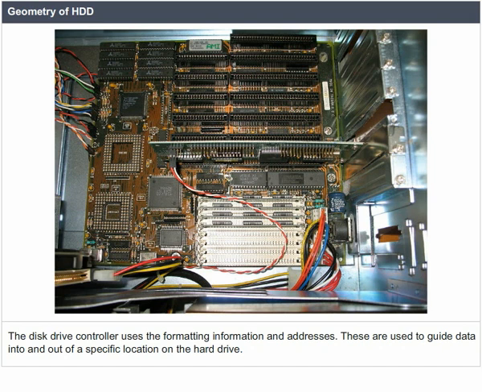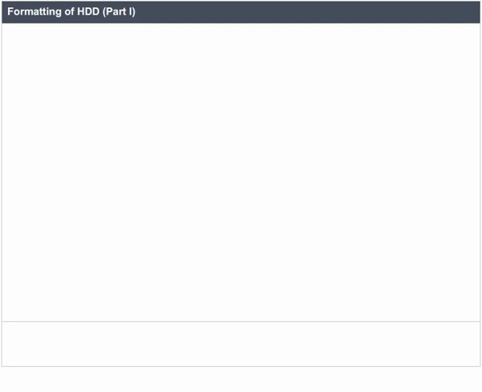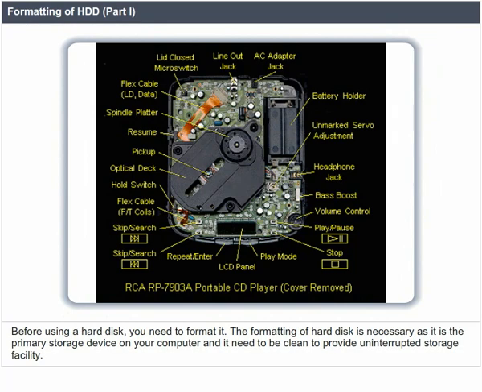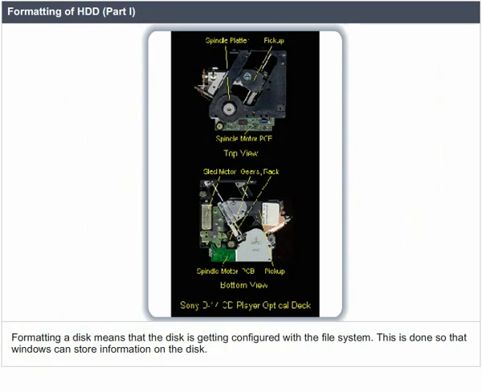Formatting of HDD. Before using a hard disk, you need to format it. The formatting of a hard disk is necessary as it is the primary storage device on your computer and it needs to be cleaned to provide uninterrupted storage facility. Formatting a disk means that the disk is getting configured with the file system. This is done so that Windows can store information on the disk.